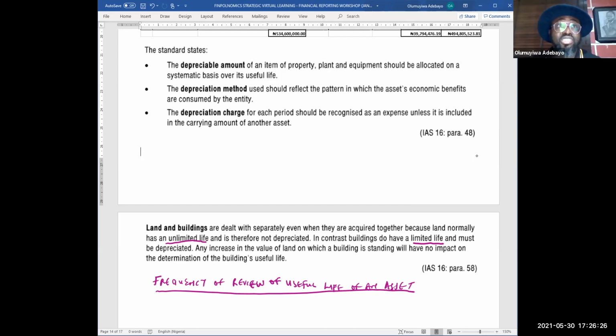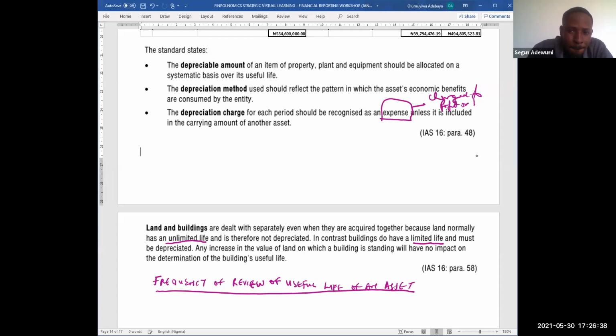Okay, what it means is that depreciation is an expense that has to be charged to profit or loss. But in some instances, depreciation is aggregated as part of the carrying amount of an asset. For example, if you self-construct an asset and you make use of plants or equipment in constructing that asset, the depreciation charge on that equipment will be part of the incidental cost of the construction of that asset, which rather than being expensed, will be capitalized along with the cost of that asset. And that's what it is.